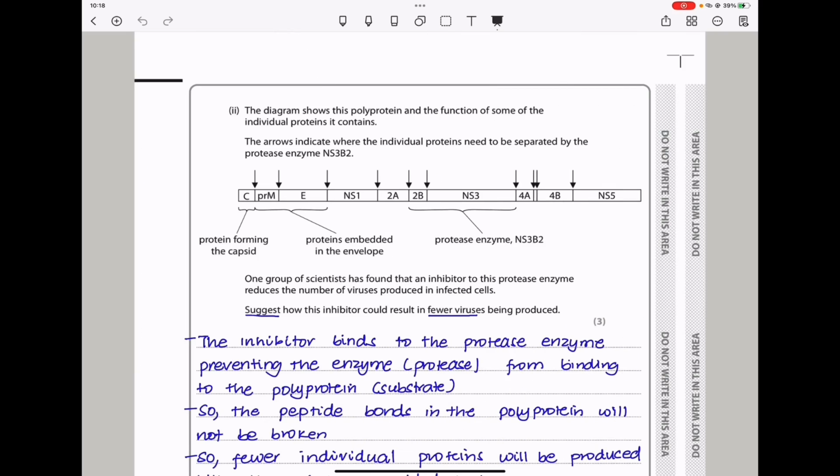Moving on. Here they say, the diagram shows these polyprotein and the function of some of the individual proteins it contains. The arrows indicate where the individual proteins need to be separated by protease enzyme, which is that. So we can see there is need for separation to occur at all these sites. We can see until there. We have the protein forming the capsid, protein embedded in the envelope, protease enzyme, and so on.